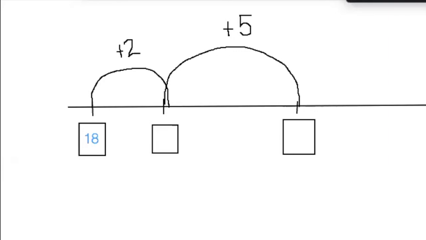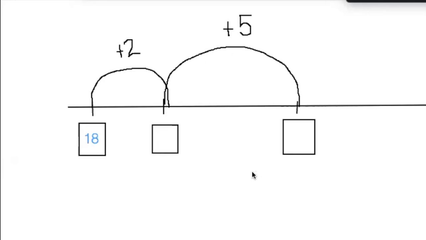Next, let's take a look at Check Your Understanding at the bottom of page 377. It says, make a 10 to solve. Write the numbers. There are 18 children at the park. 7 more children join them. How many children are at the park now?